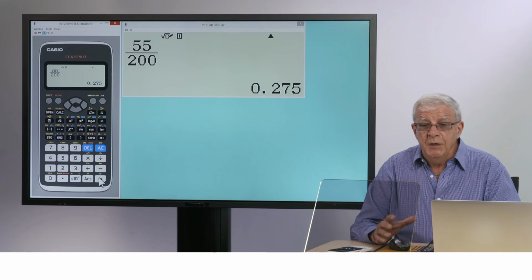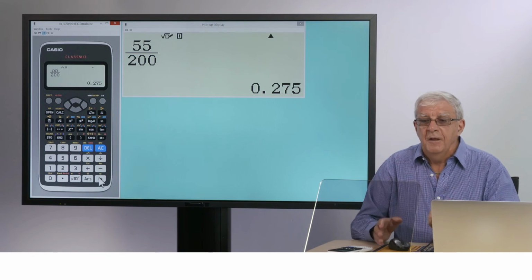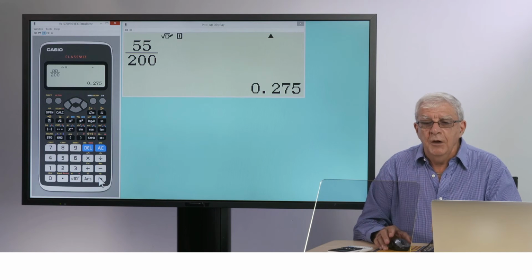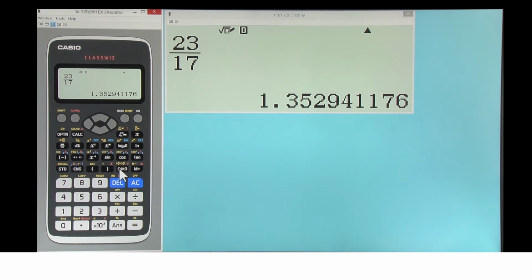Sometimes the decimal terminates, as for these two examples. That is, there's only a small number of decimal places and it stops. But sometimes the decimal requires all of the screen, like this example, 23/17. When we turn that into a decimal, we require many decimal places.